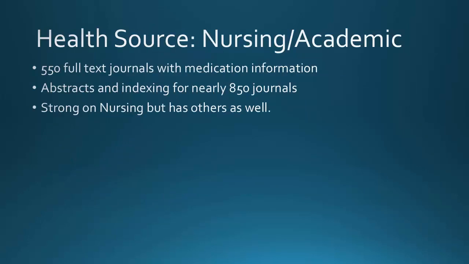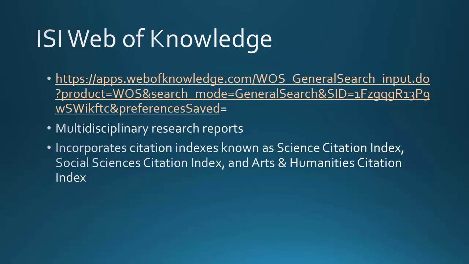Health Source: Nursing/Academic. I know I've got four nursing faculty here, so I'm going to say it's 550 full-text journals, abstracts, and indexing for 850. It's strong on nursing, but does have other literature as well. So something to consider. The Web of Knowledge is a little bit different. It incorporates research reports from many disciplines, and it's based off the citation indexes from the Science Citation Index, Social Science Citation Index, and the Arts and Humanities. But it's an interesting place to search. You often get some different articles compared to what you may get in other places.